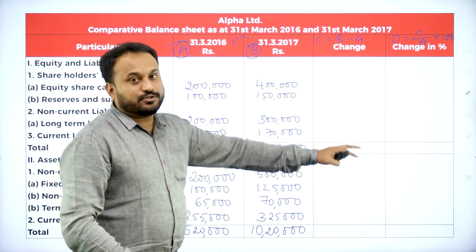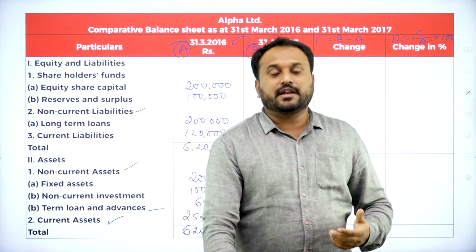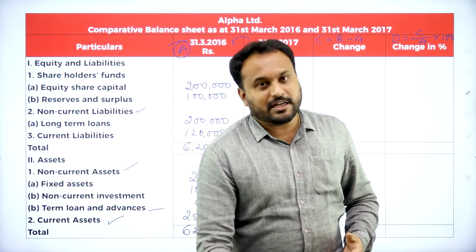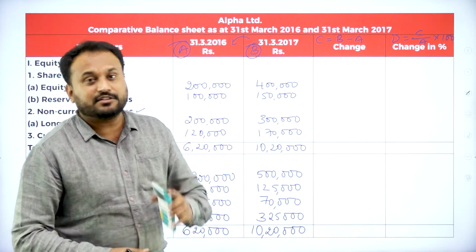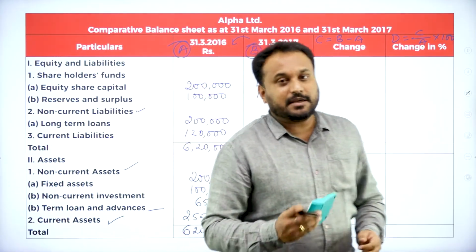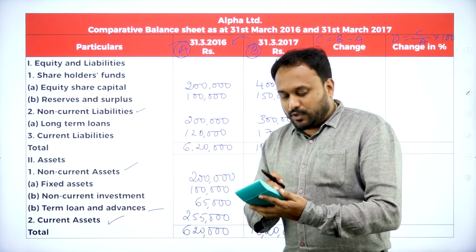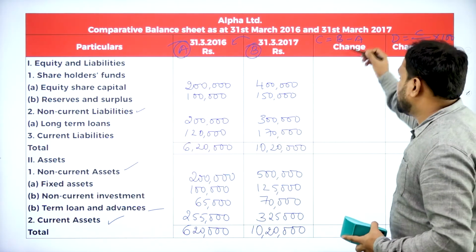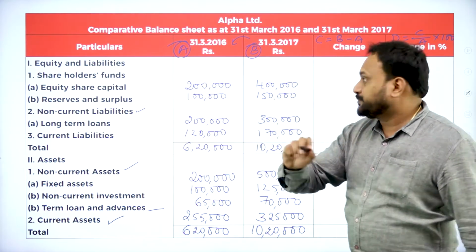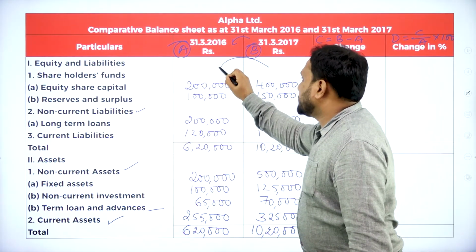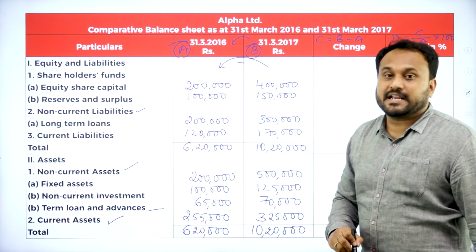What are we supposed to do now? We are supposed to go with the next one, that is where the comparative statement comes in. Now we'll compare each and everything. So let's take a calculator. For this also you need to have a calculator. When we go with the calculation part, that is the change column. Always remember, B minus A.